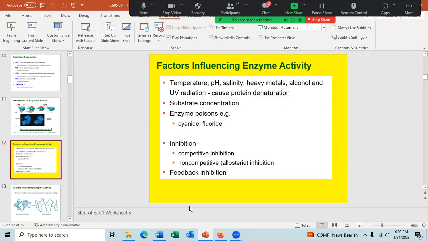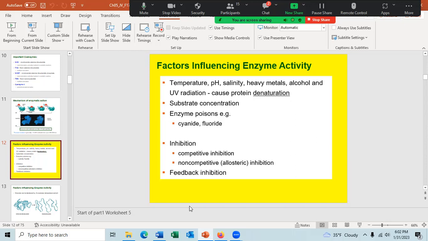All right, enzymes do not work in a vacuum. Enzymes work best when they're at the correct temperature, the correct pH, the correct salinity, when heavy metals are not present, when alcohol is not present, and UV radiation is not present. When the temperature is not correct, the pH is not correct, the salinity is not correct, or when heavy metals, alcohol, or UV radiation are present, the enzyme will not work as well, if it works at all. Okay?